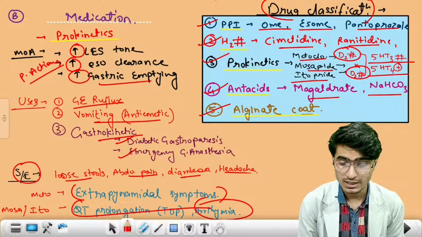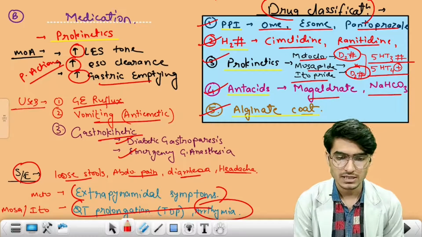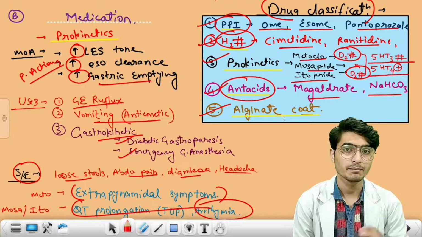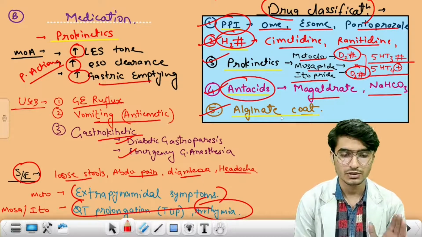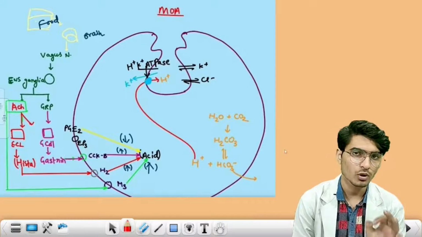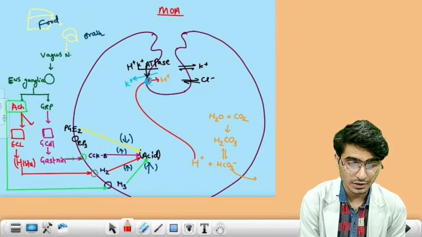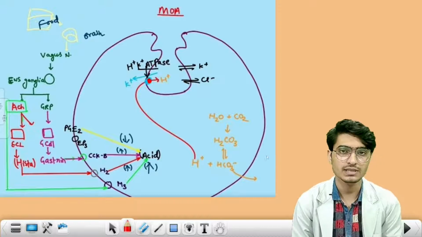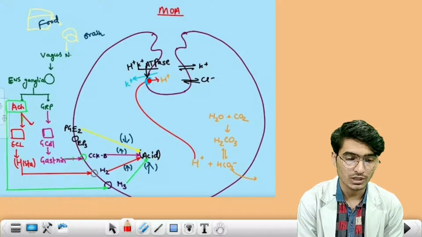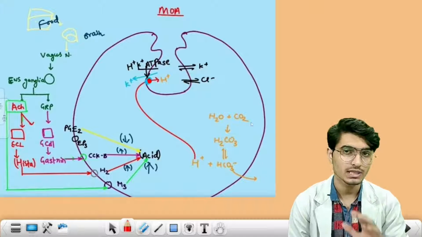So these are the prokinetics, and we have discussed PPIs, H2 blockers, and antacids in our peptic ulcer section. You can refer to those videos for great detail. So now we will go for the mechanism of PPIs. Right, there is a blockade of the pump. What is this? That is the proton potassium pump, or proton potassium ATPase. We need to block this pump so that the acid output is inhibited.